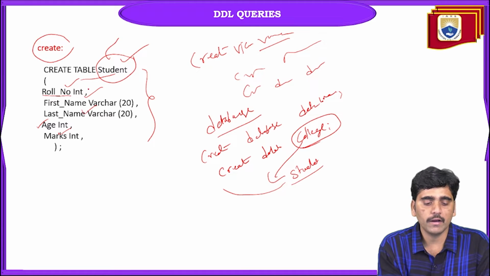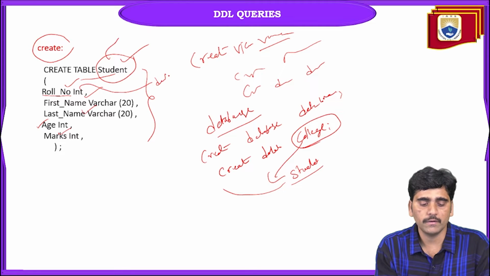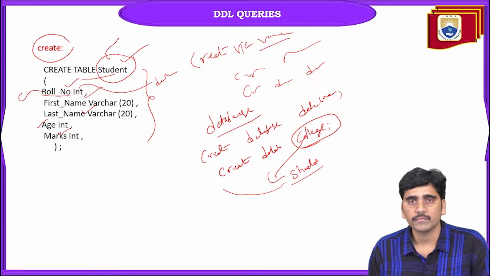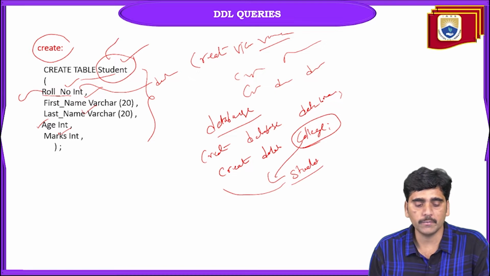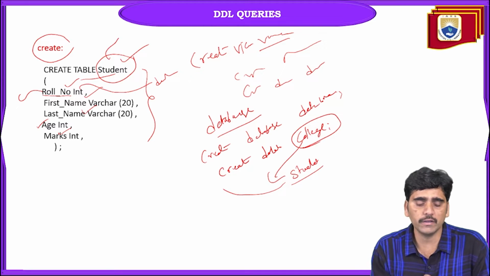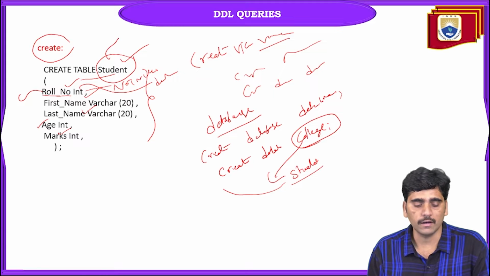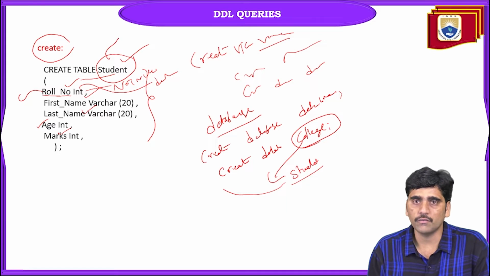And roll number, space, integer. Integer is what? The data type. And roll number is what? The attribute name, or column name. You can say column name or attribute name, right? But here we are not specifying any constraints. If you want, you can specify constraints also, like not null, or else you can mention default, or else foreign key, default constraints, unique key constraints.